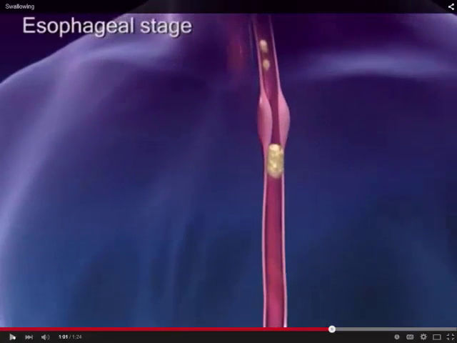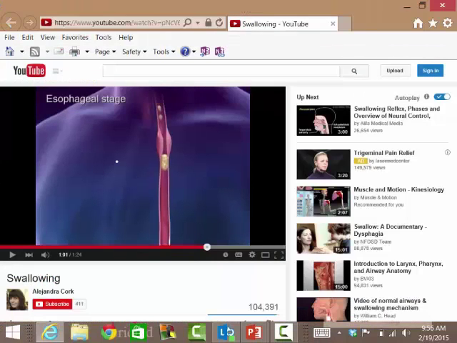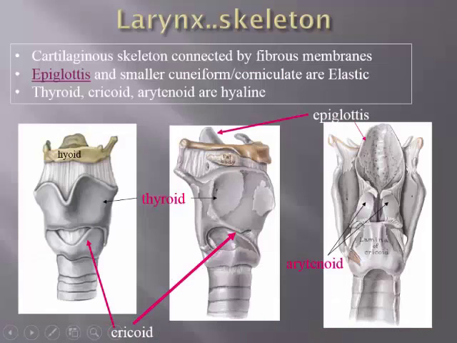So this part we'll see when we do the digestion. So this is the reason why they tell you not to talk when you're eating. Ideally the epiglottis acts like a lid, but when you talk, the air pressure comes from below and opens the epiglottis, so food can go through into the larynx, okay?